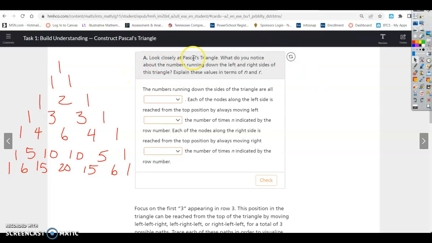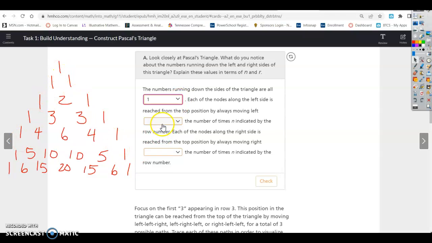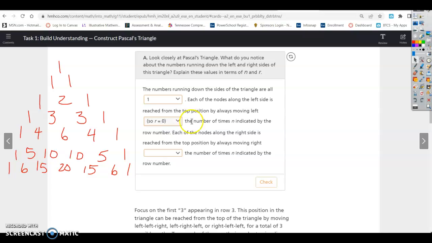It says, look closely at Pascal's triangle. What do you notice about the numbers running down the left and the right side of the triangle? Well, you notice that these are 1, okay? Each of the nodes along the left side is reached from the top position by always moving left. So it's going to be r equals 0, the number of times n indicated by the row number.